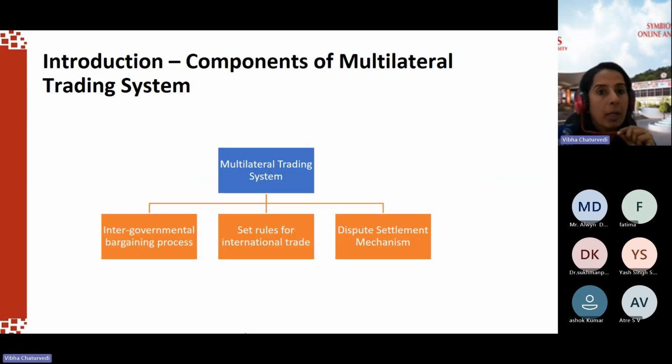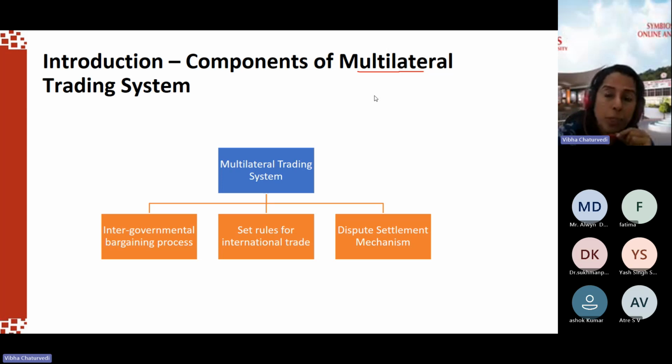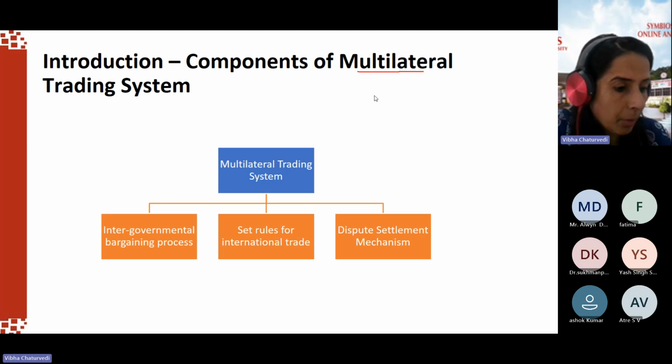So what is a multilateral trading system? There is unilateral, there is bilateral, there is multilateral. What is the difference between bilateral and multilateral and plurilateral? There can be plurilateral trade, multilateral trade, bilateral trade, or bilateral, plurilateral, and multilateral relationships. So what is the difference? Somebody can tell me what's the difference between plurilateral, bilateral, and multilateral?